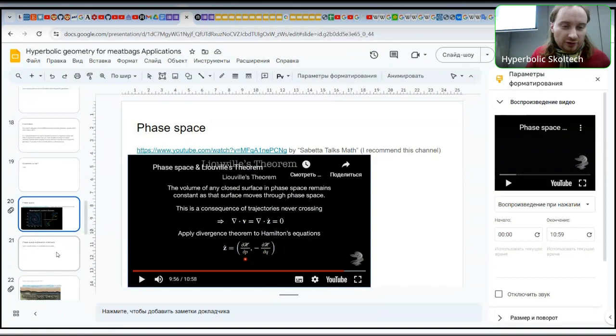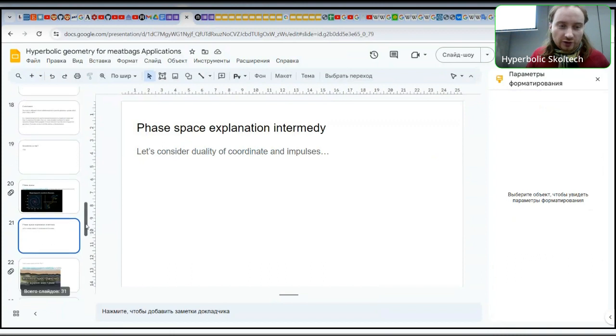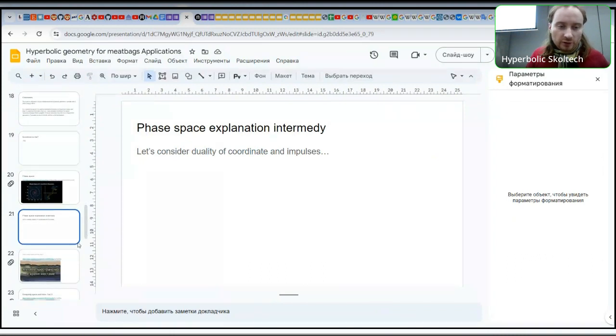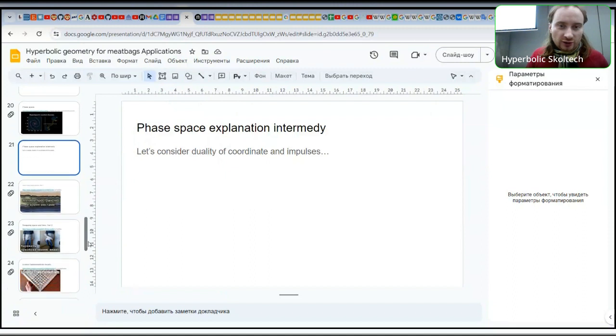This is some explanation of phase space, and the duality of coordinates and impulses. Actually, what I wanted to mention here is that you can consider the present moment as a function of impulses if you can solve the corresponding Hamiltonian equation.